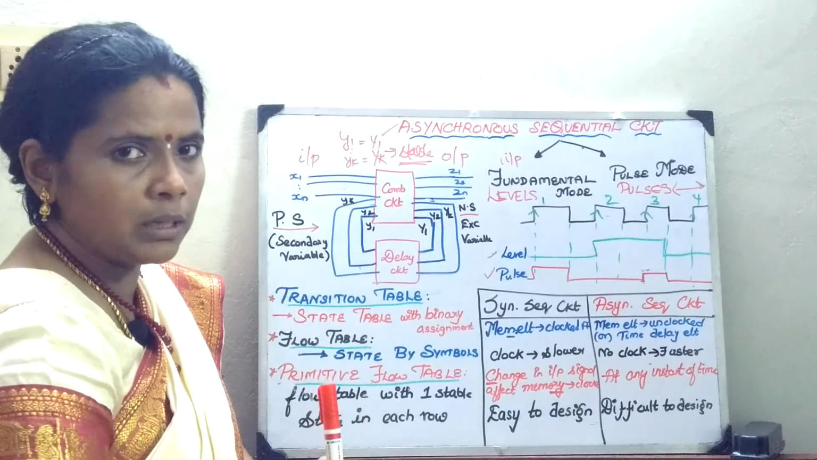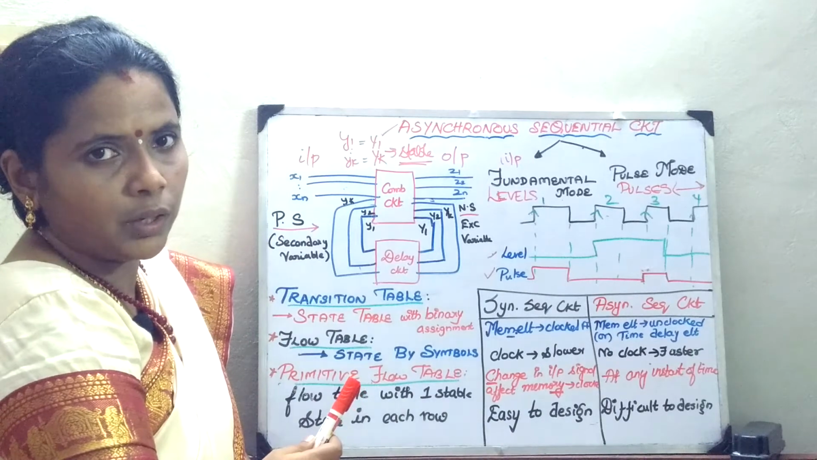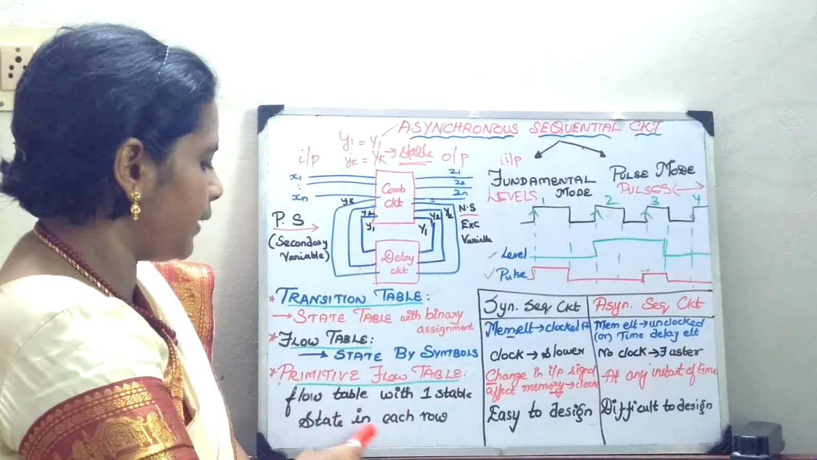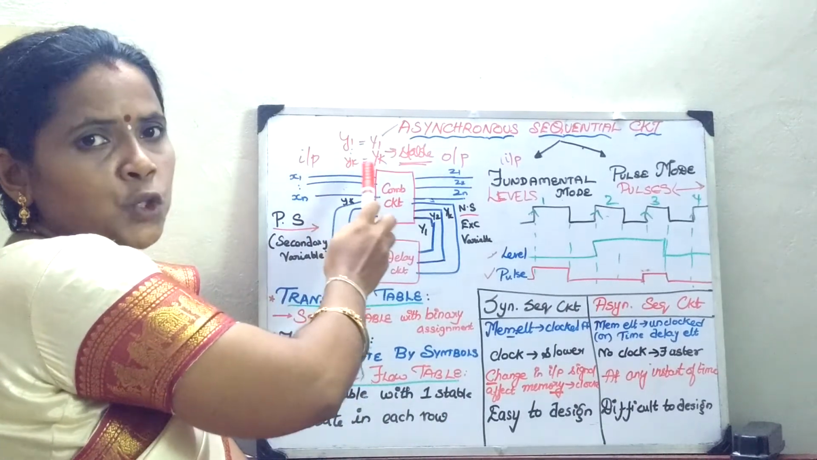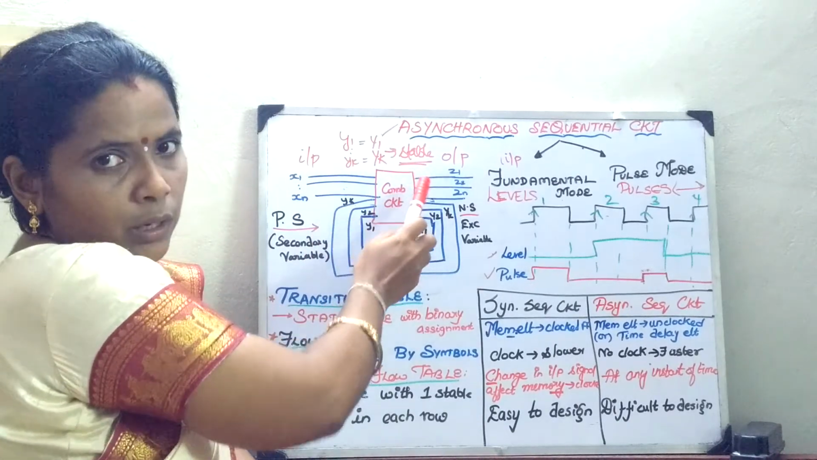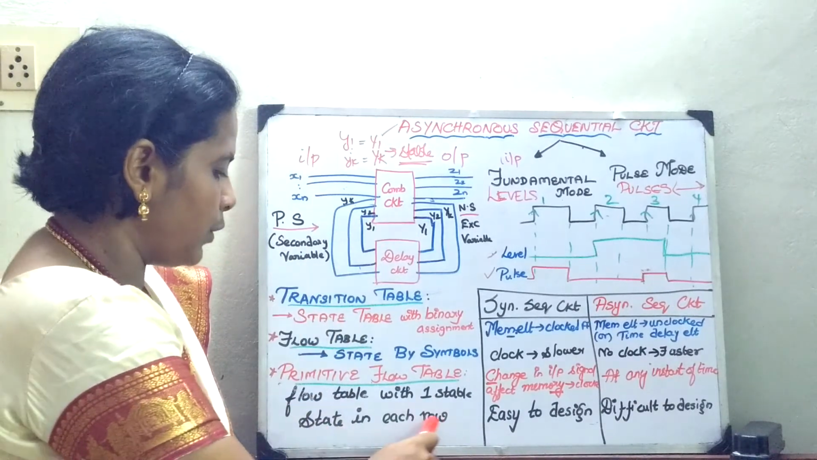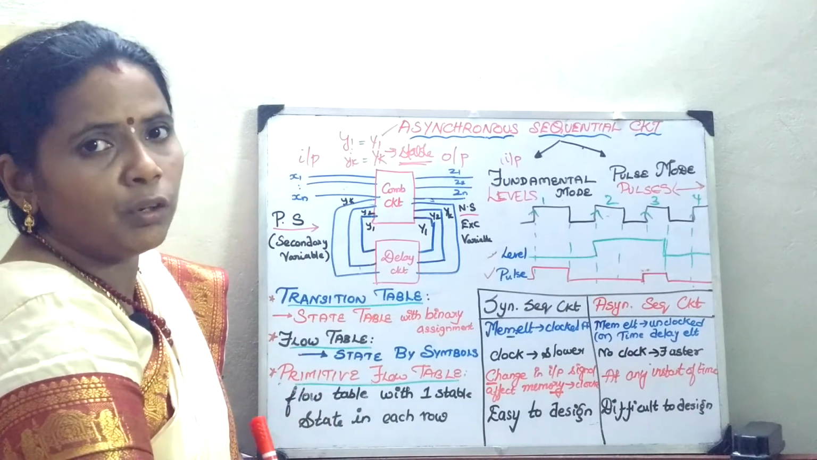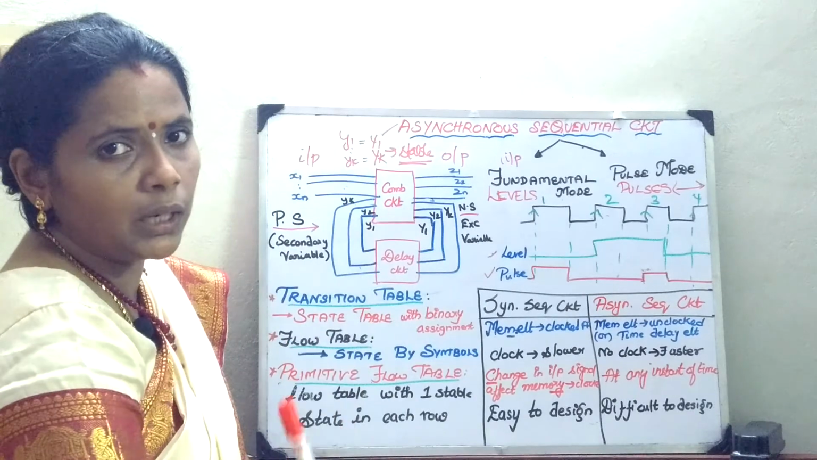Once this flow table is done, we go for the primitive flow table. This is nothing but a flow table with one stable state in each row. What is the condition? At last, when the data has to be transferred to the output, small yk should be equal to capital Yk for the system to be stable. If I take your K-map, and at least one stable state is in each row, then it frames your primitive flow table. At that instant only, the data from the input can transfer to the output.